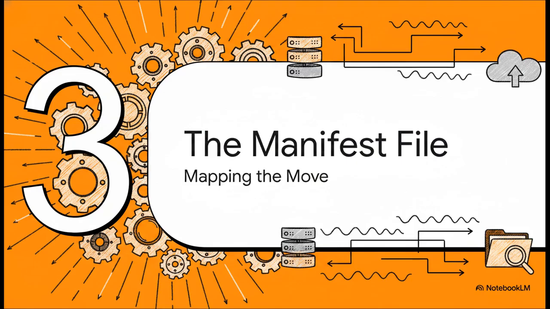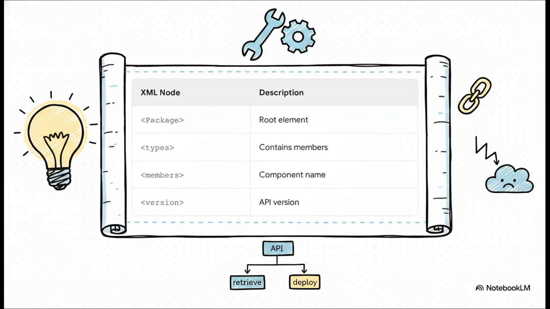Next up, Section 3, Creating the Manifest File, Mapping the Move. Every single developer needs to have this manifest file structure memorized. It's literally the exact blueprint telling the API what to grab or deploy. So you've got your root package element. Inside that, the types node groups your components together. Then the members tag requires the specific full name of the component you want, right? That myCustomObject.c we talked about. And finally, you have to declare the API version, like 66.0. Missing just one of these nodes will completely derail your deployment.